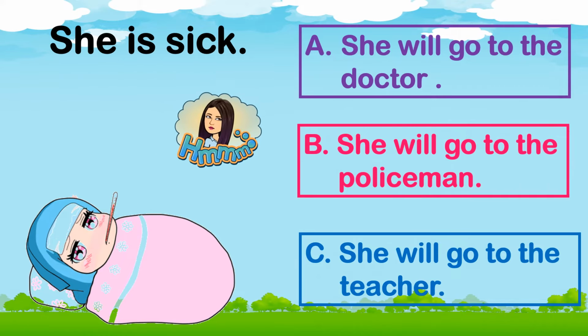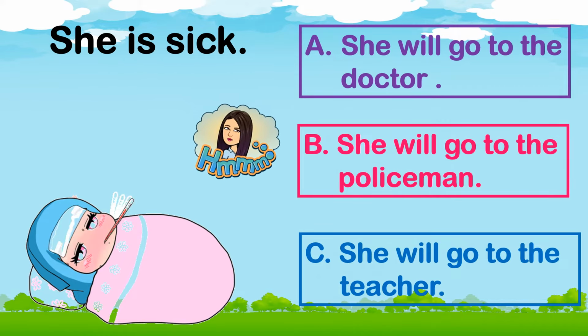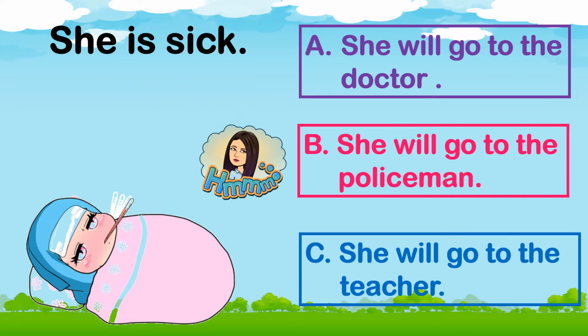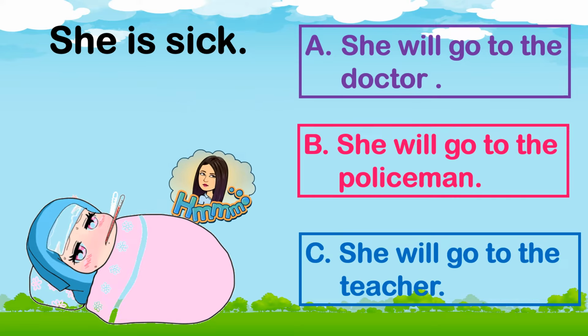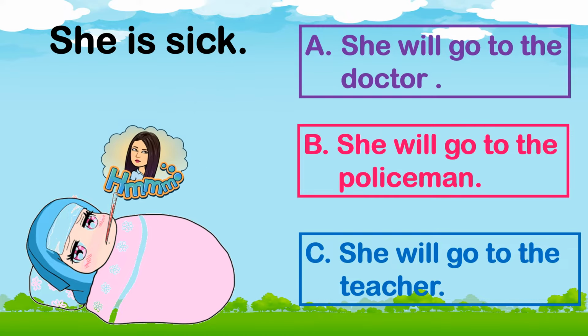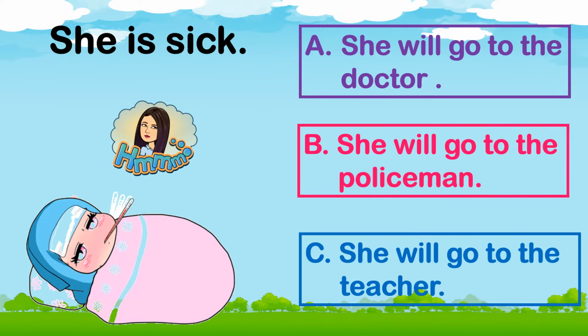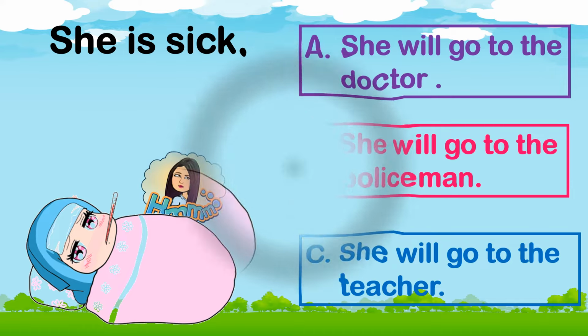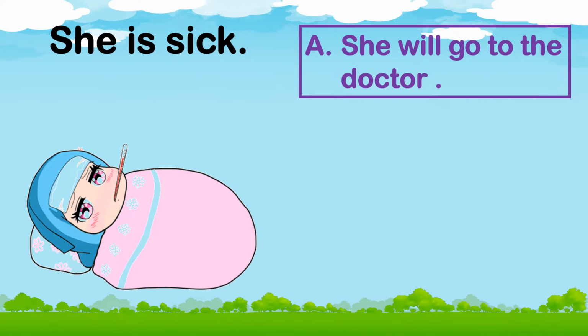She is sick. A. She will go to the doctor. B. She will go to the policeman. C. She will go to the teacher. Of course, if she feels sick, the answer is letter A. She will go to the doctor.